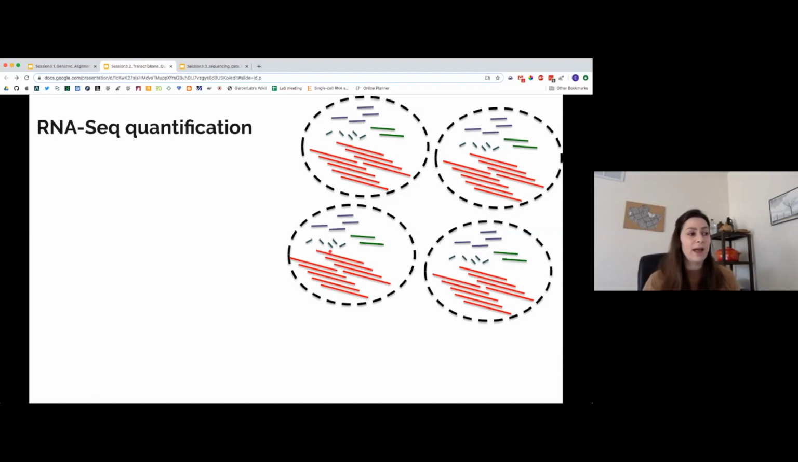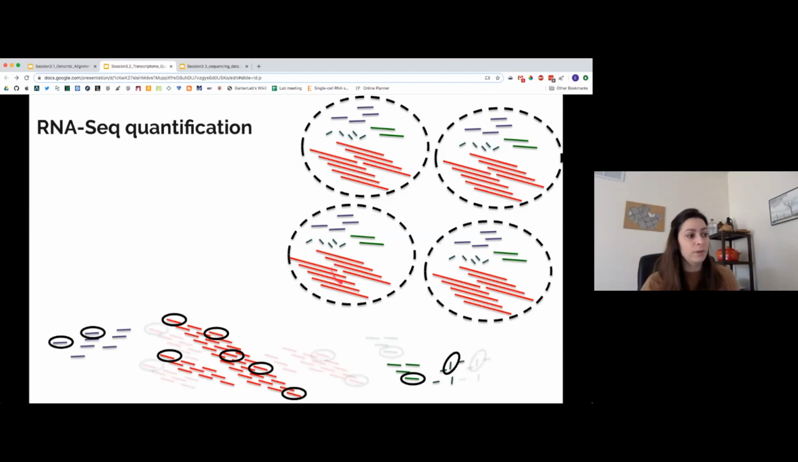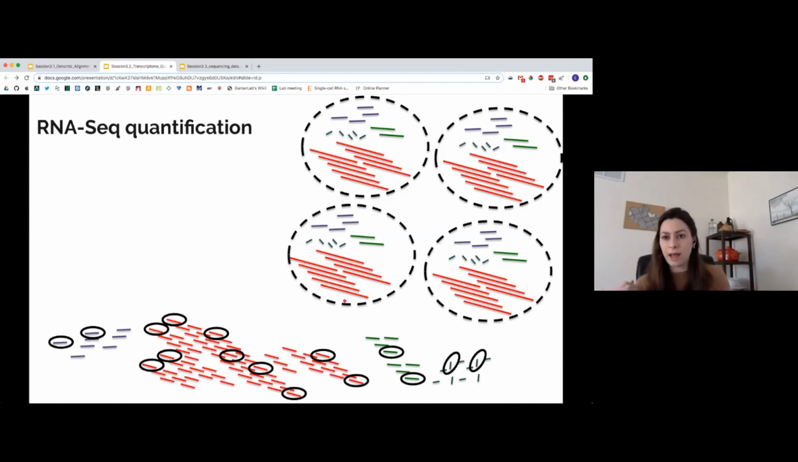So what you have to start thinking about in the RNA-seq experiment is that you will recover more reads from transcripts that are longer. So the red transcript will end up being present in more abundance in the output of your sequencing run. And you will also generate more fragments from transcripts that are expressed at a higher level.